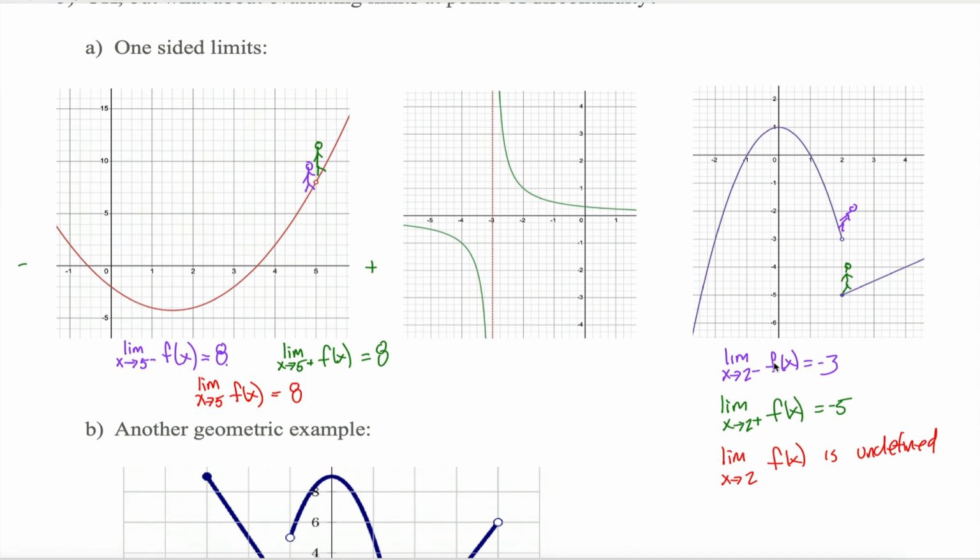However, anytime you have a jump discontinuity, that means the height on one side of the discontinuity is different than the height on the other side of the discontinuity, which is going to make the two one-sided limits produce different values. Therefore, the two-sided limits are always going to be undefined.